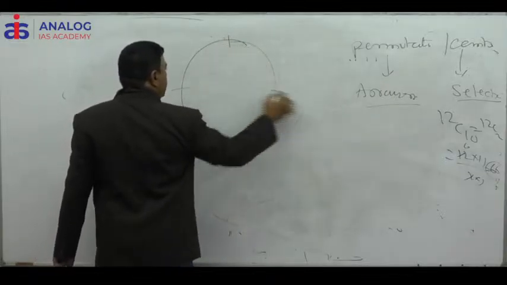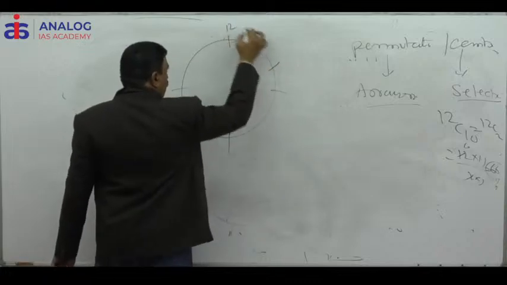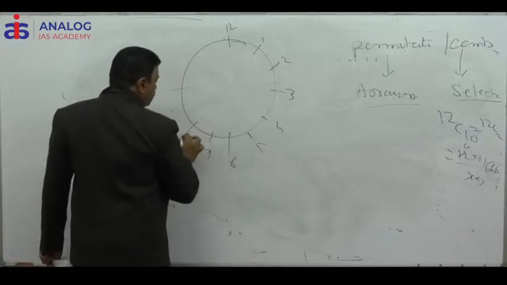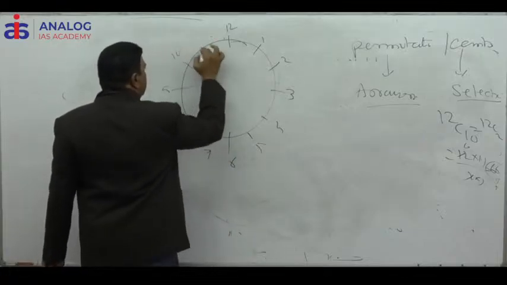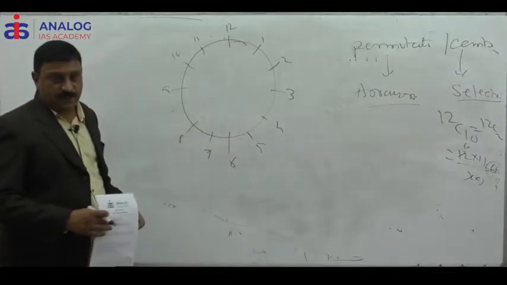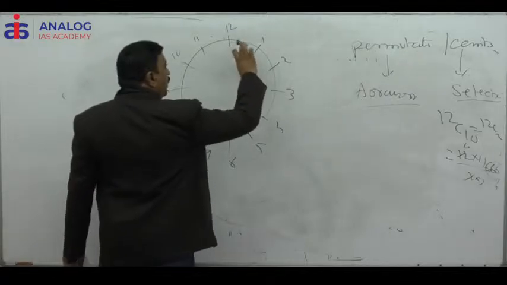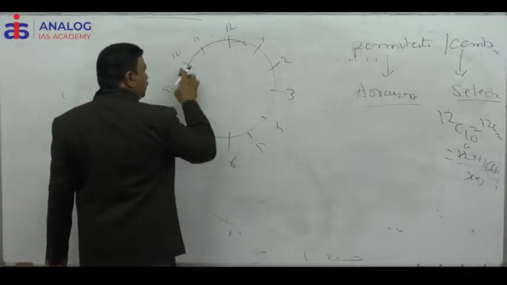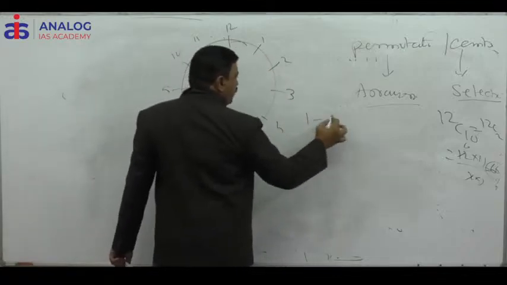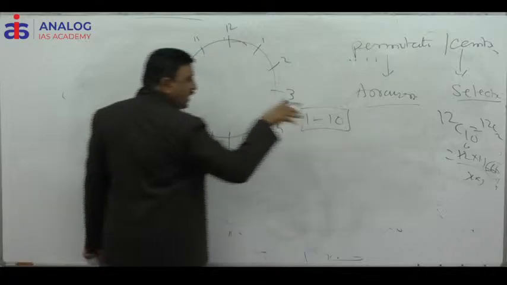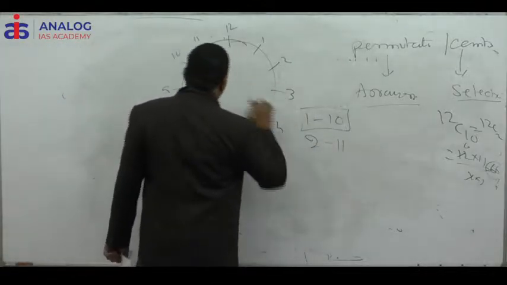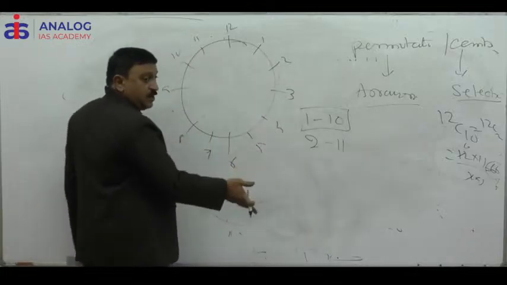Make it a clock: 1, 2, 3, 4, 5, 6, 7, 8, 9, 10, 11, 12. These 12 things are there. Out of 12 things, we need 10 things. If you start from 1, you take 10, clockwise only. This is one case. So 1 to 10 is one case of selection. Or else you can take 2 to 11, clockwise only, no anti-clockwise.